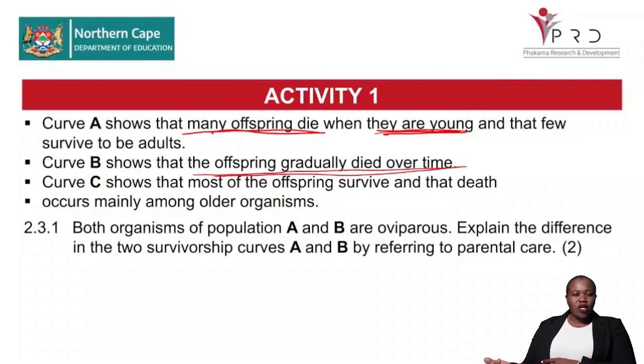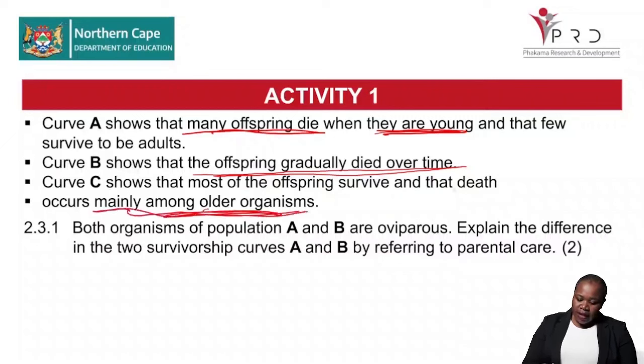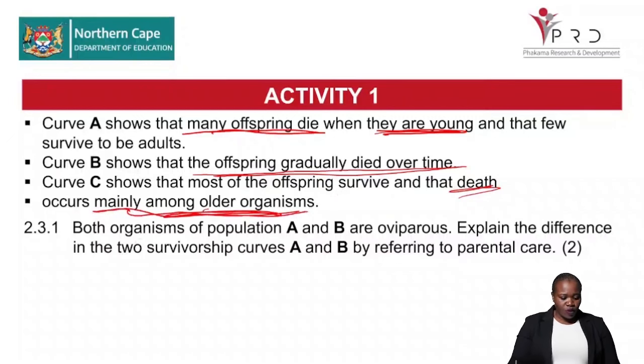Okay, B shows that the offspring gradually die over time. So they just gradually die over time. They do not die when they are young. They just keep dying, basically. Curve C shows that most of the offspring survive and that death occurs mainly among older organisms. Like I said, this is an example of humans. This is what we usually experience in humans. The older organisms are the ones that die, whereas the young ones mostly survive.